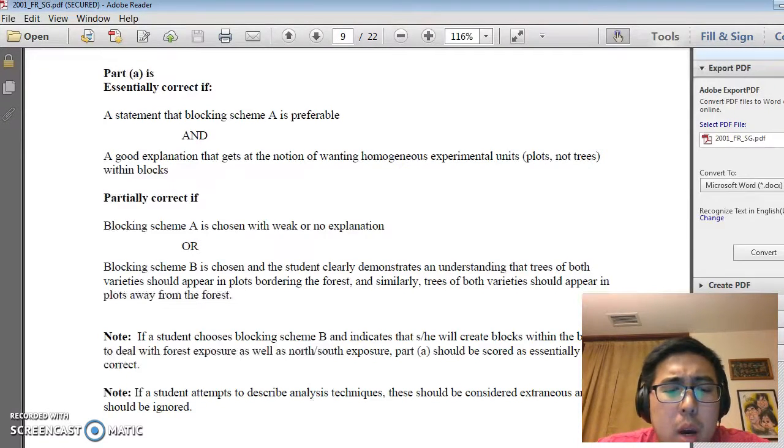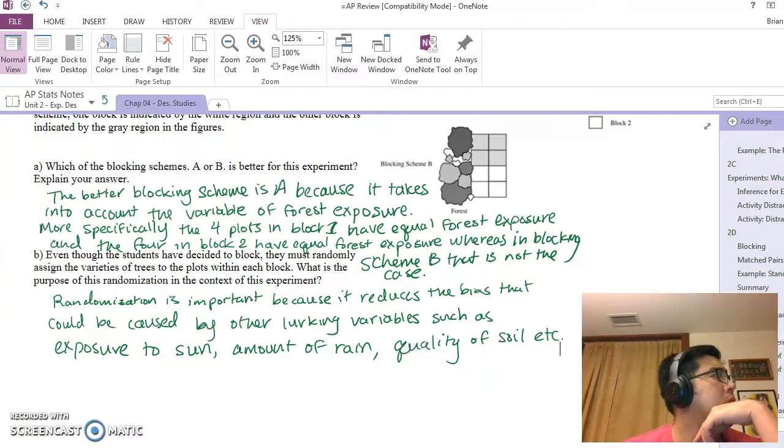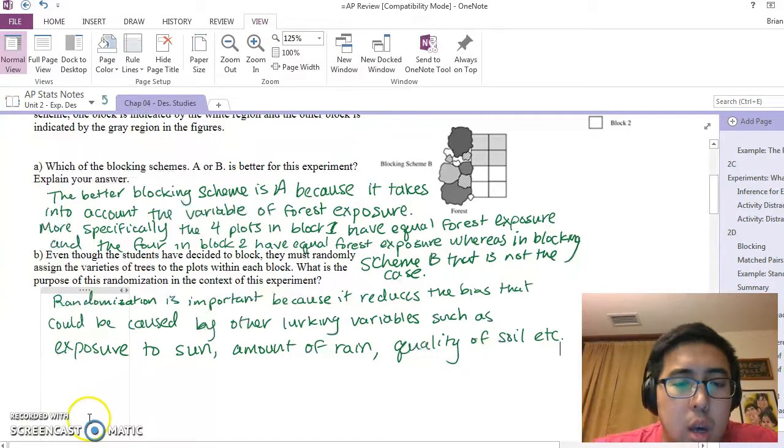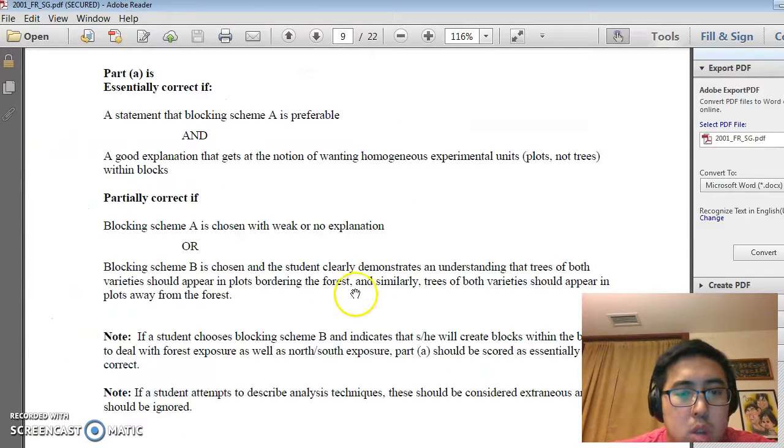Oh, wait, maybe my answer is not good. The better blocking scheme is A, because it takes into account the variable of forest exposure. More explicitly, the plots in block 1 have equal forest exposure, and the plots in block 2 have equal exposure. Oh yeah, no, I think it's fine. Yay. Okay, sweet. So I think I would have gotten an E on this question. Hopefully you would have too.